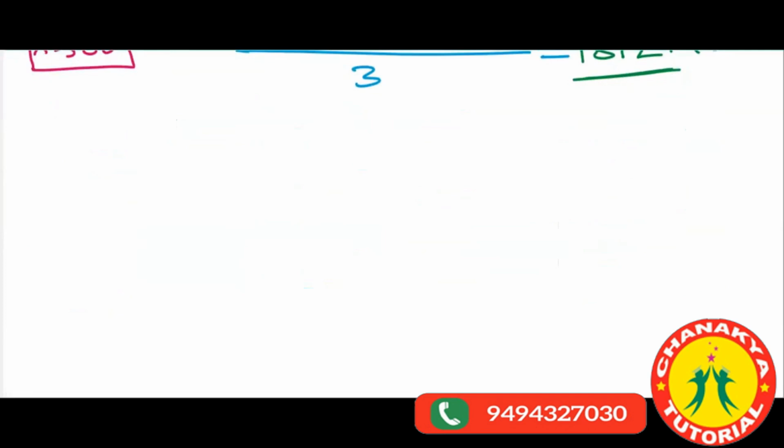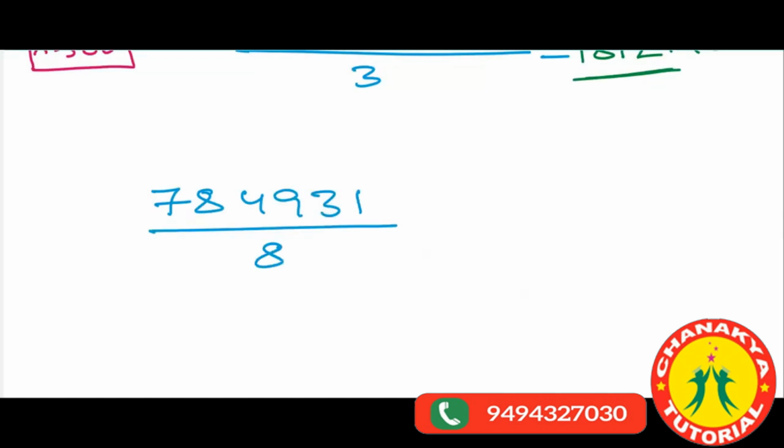Yes, sir. This is your question. Suppose it is 784931 divided by 8. The first number is not divisible, so we'll take 2 digits, 78 directly. 9 8s are 72, 9 times with remainder 6, right? Yes, sir. And it is making the next digit 4 as 64.